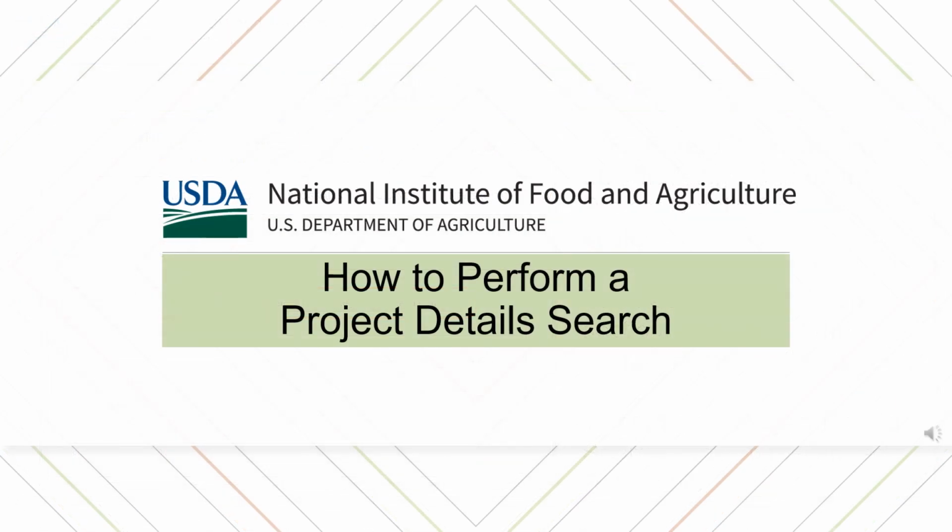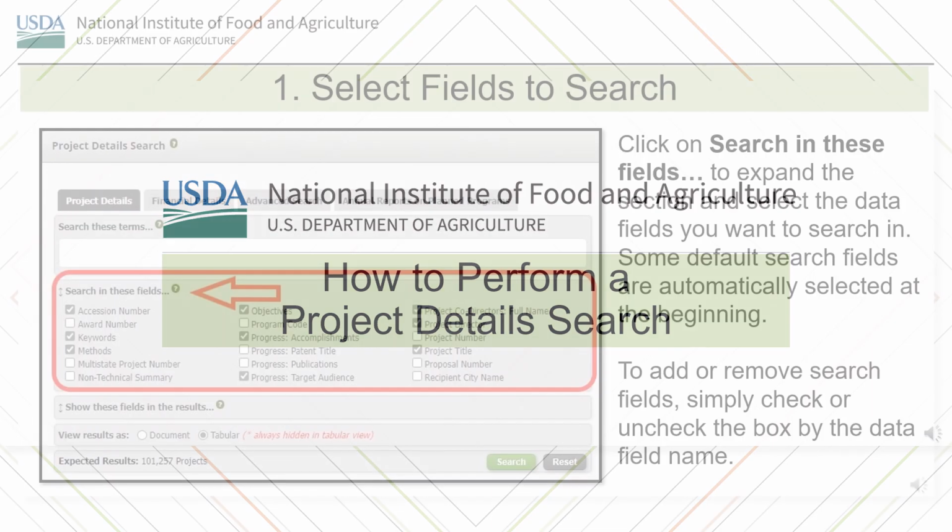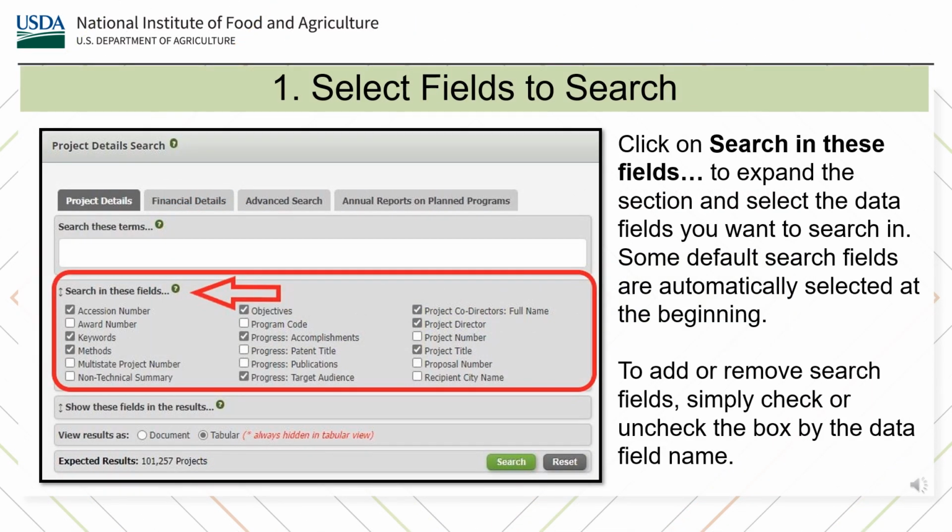Next, we'll cover how to perform a project details search. First, you will select the fields to search. Click on Search in these fields to expand the section and select the data fields you want to search in. Some default search fields are automatically selected at the beginning. To add or remove search fields, simply check or uncheck the box by the data field name.